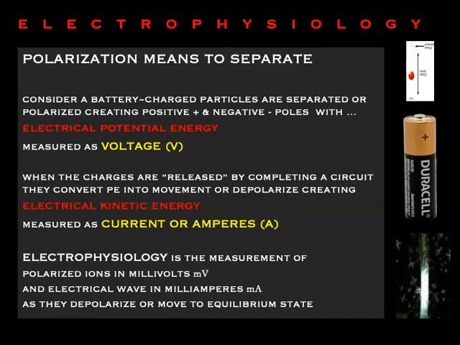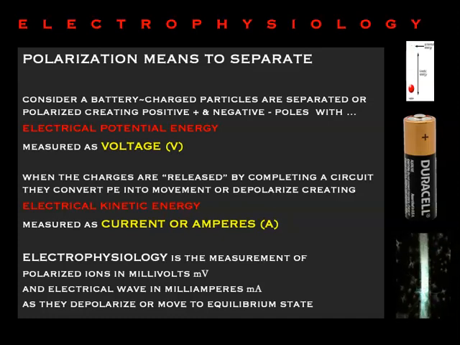Now, just like the ball that wanted to get to the ground, this potential energy, this attraction between positive and negative poles, allows us to create electrical kinetic energy. And electrical kinetic energy is measured as current, and we use the units of amperes to measure electrical kinetic energy. And in order to make this battery move its electrical charges, electrons in the case of a battery, I have to complete the circuit. That is, I have to connect somehow the positive and negative poles.